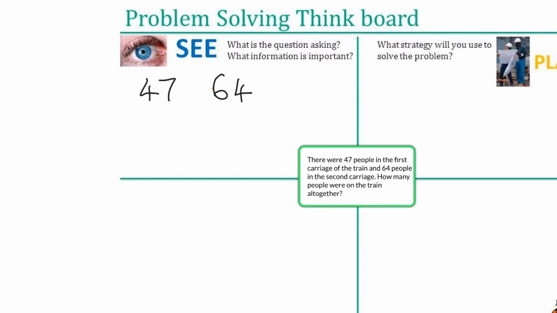When I see the word altogether, that is a hint. That's telling me how many altogether. So that means in order for me to work out the answer, I will need to find out how many people were on the train altogether. Because altogether means addition. That's another word for saying plus.